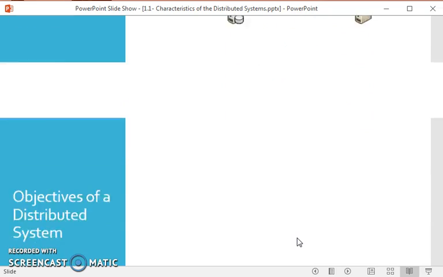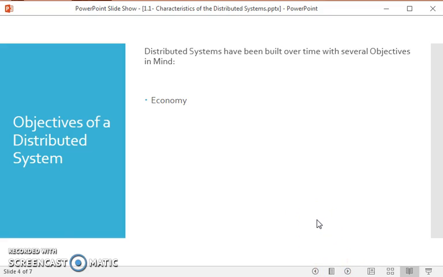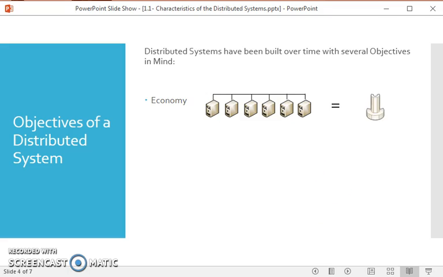Now, why are distributed systems built? Which are the objectives of a distributed system? A distributed system has several different objectives. The first one of them is economy. Economy means that by putting together multiple computers, one can get the same computing power as a supercomputer. So the collection of these multiple computers connected to a network is as powerful as one single computer.